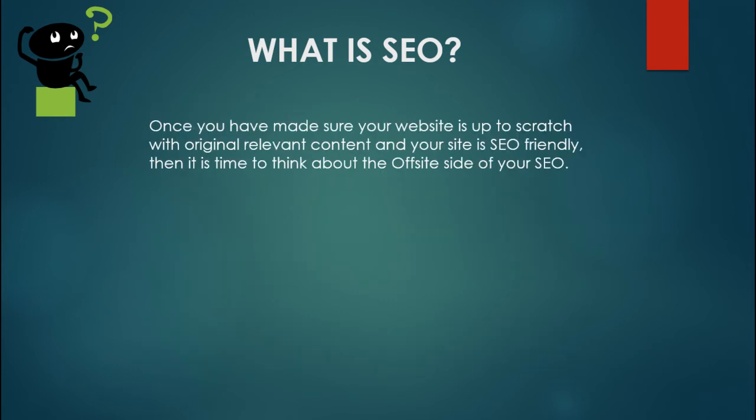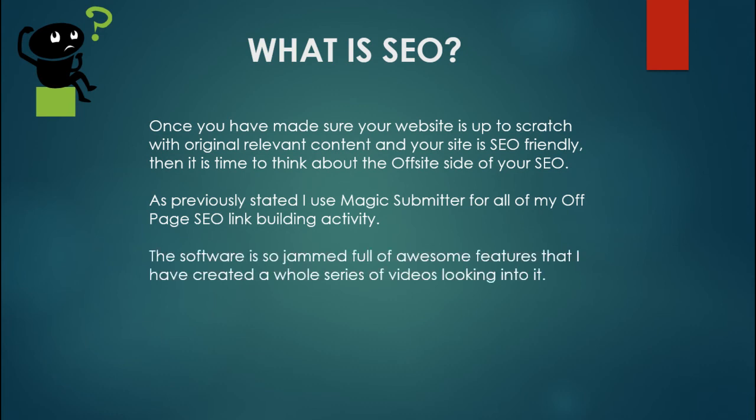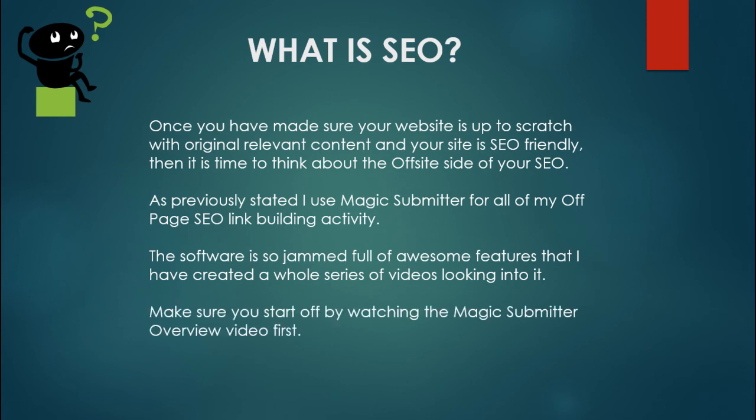Once you've made sure your website is up to scratch with original content and your site is SEO friendly, then it's time to think about the off-site side of your SEO. As previously stated, I use Magic Submitter for all of my off-page SEO link building activity. The software is so jam-packed full of awesome features that I've created a whole series of videos looking into it. Make sure you start off by watching the Magic Submitter overview video first.